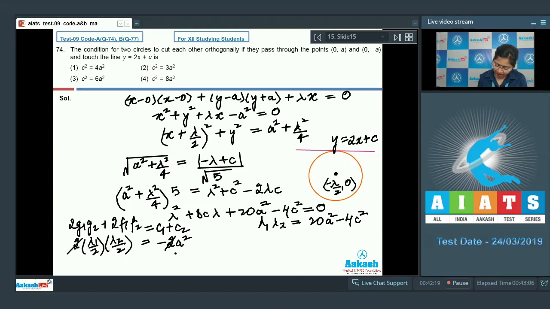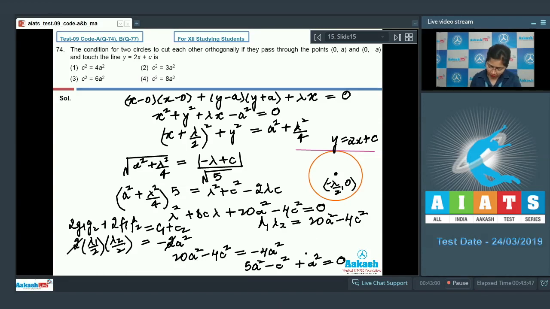Now lambda1 into lambda2, that is 20a square minus 4c square, is equal to minus 4a square. Dividing by 4, we will get 5a square minus c square plus a square is equal to 0. That is, from here we get that c square is equal to 6a square. So this is the required answer. So from the given options we can see that the correct answer is option number 3.